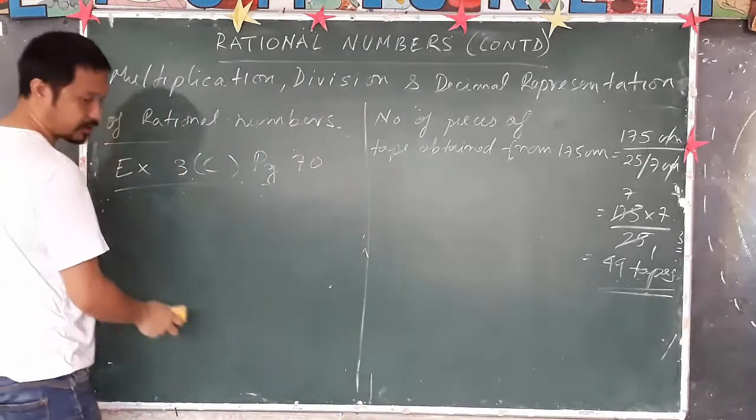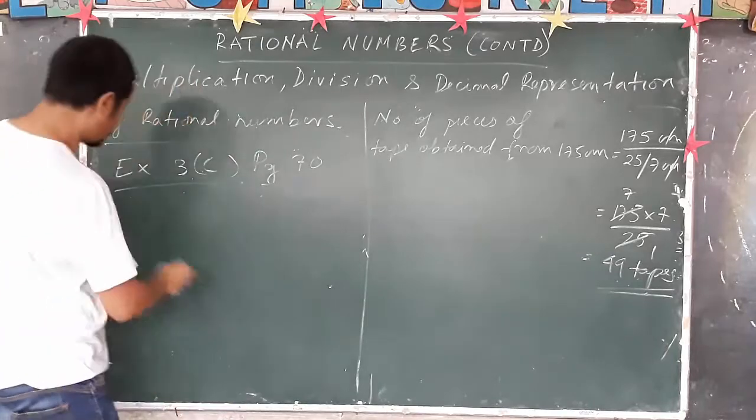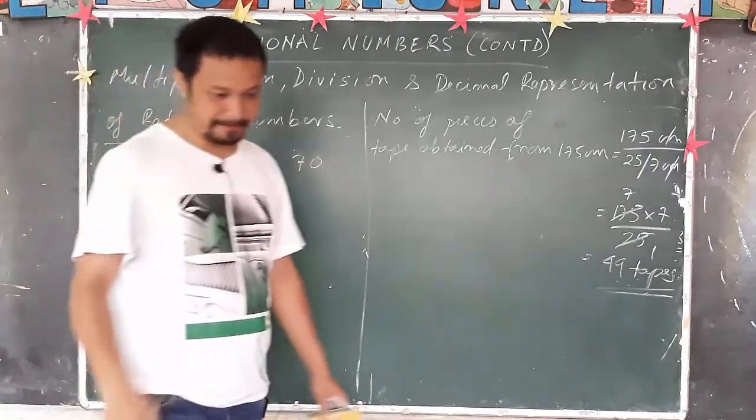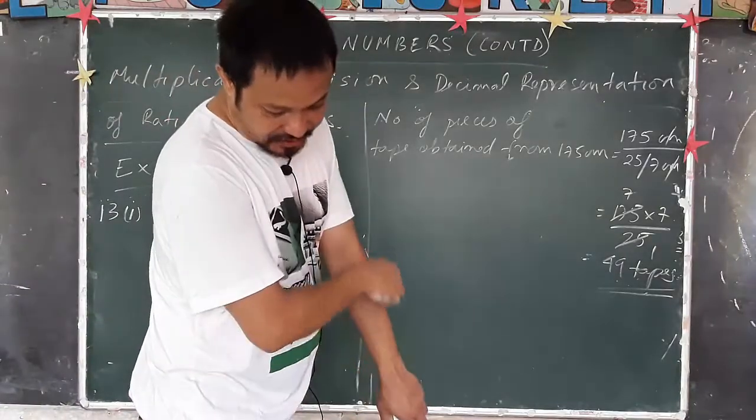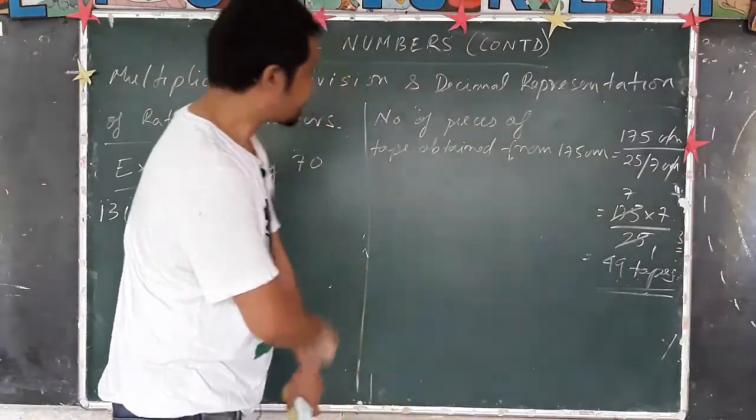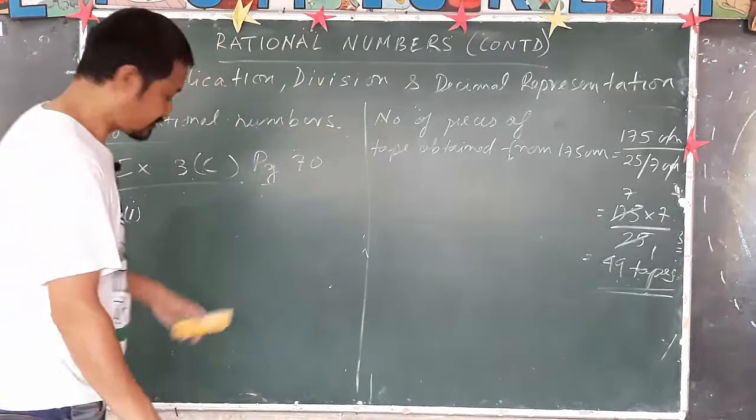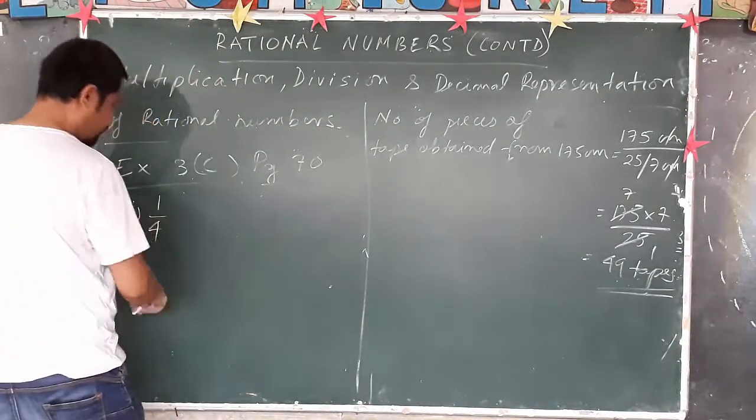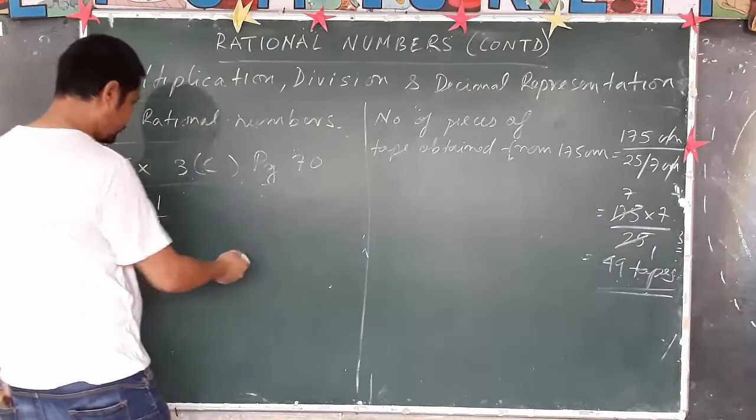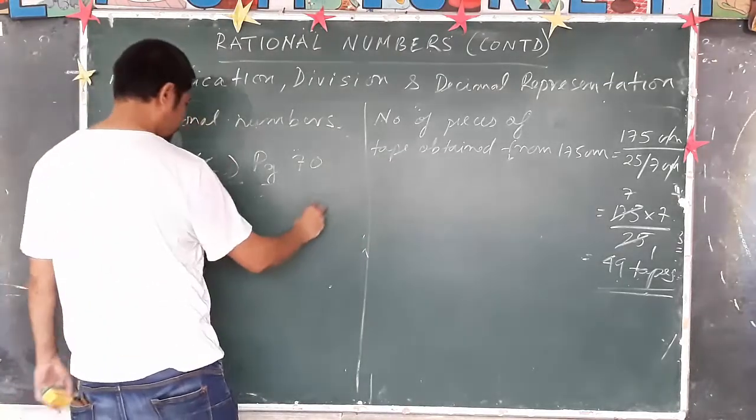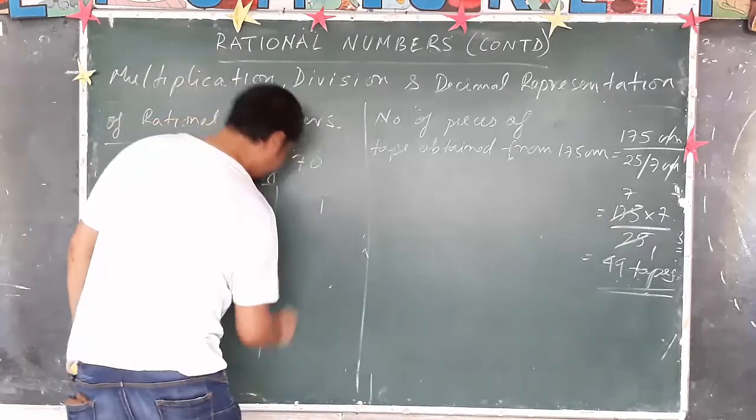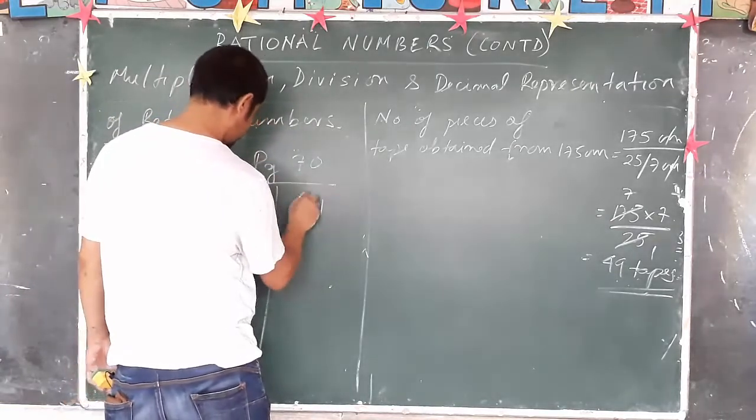Right, so next thing that we'll be doing is question number 13. 13.1. What does this question say? Express each of the following rational numbers as a decimal. I told you decimal representation. So 1 by 4, you have to represent this as a decimal. You can do it in the rough work, or you can do it this side also, rough column. Okay.